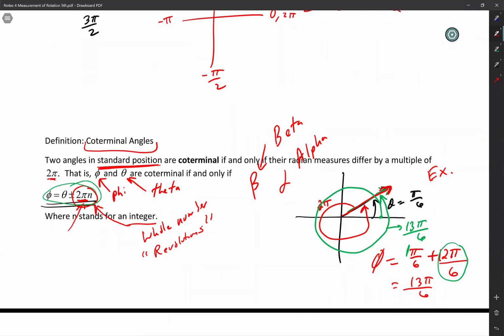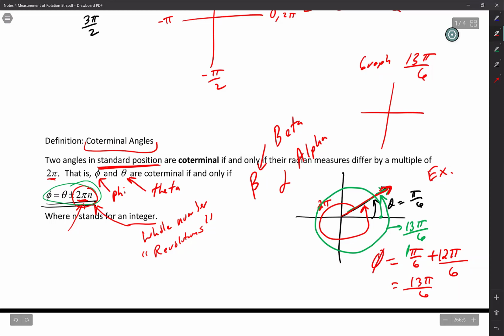Could you explain why you added the pi, or what you added and why you did it? Oh, well, they wanted to know what angles are in the same position. So if I told you to graph 13 pi over 6, you would go, oh, okay.